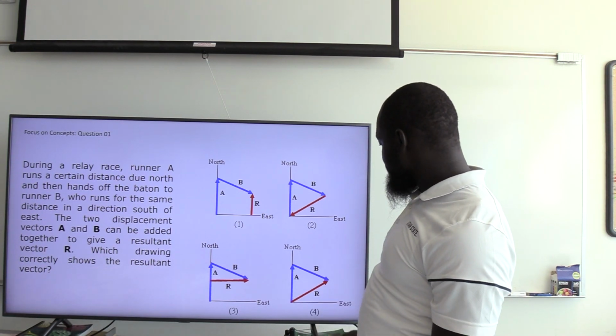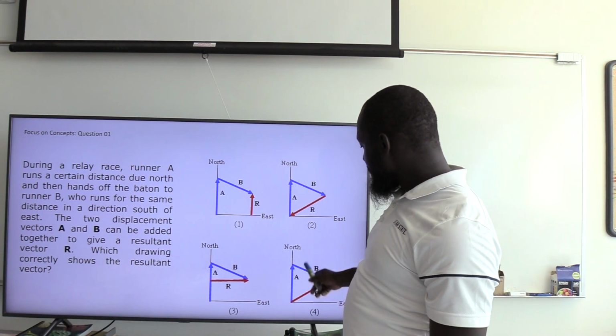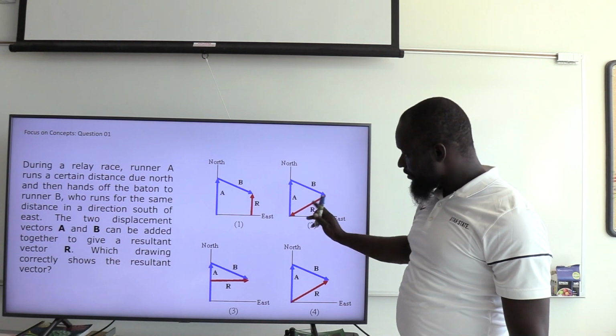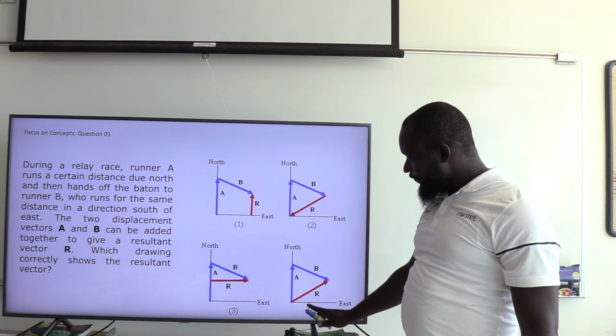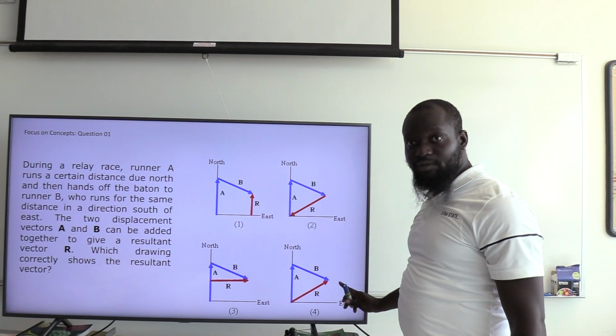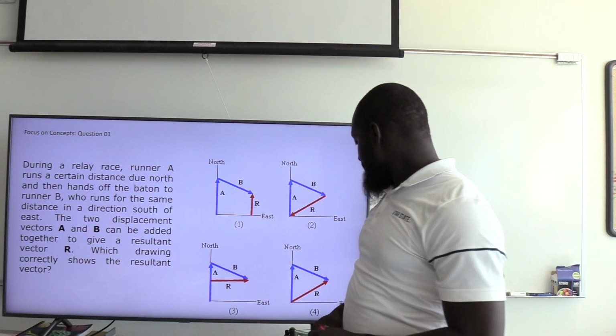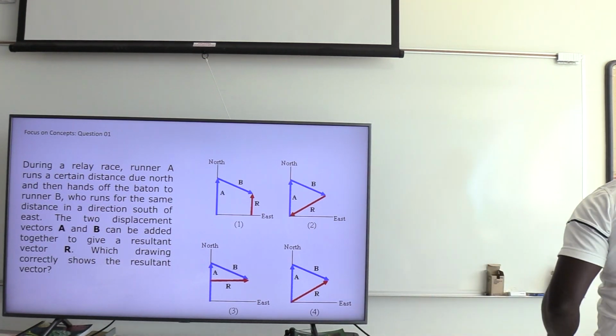So I have to look for which one is the correct one, from the tail to the head. So this one is going from the head to the tail, so this is wrong. The correct one is number 4, that goes from the tail of A to the head of B. So that is the correct answer for this case. Okay, let's go to the next problem.